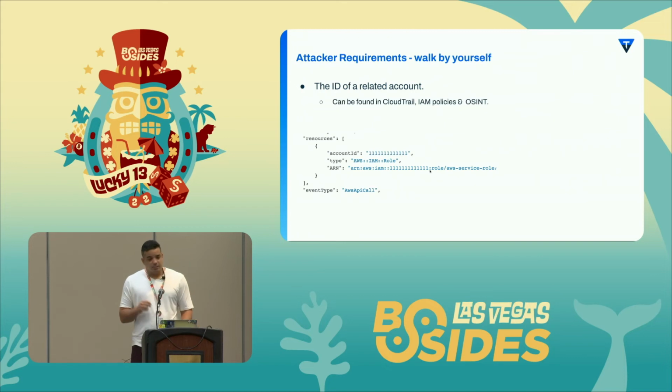So another attacker requirement is to know the account ID of a related account in the same organization, right? This can be found in CloudTrail, and here we have an example of a CloudTrail event of an IAM role getting an AWS API call, disclosing an account ID. And it can also be found in IAM policies, because if you have cross-account policies, those have to include the number of the destination account, right? So you can find new numbers there, and also through OSINT, as in the GitHub example that I gave you before.